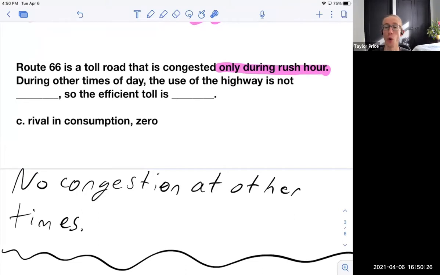So it would only be efficient to toll the road during rush hour because the road is congested during rush hour. But at other times of the day, there's not congestion, so it's not rival in consumption. So the road should not be tolled.